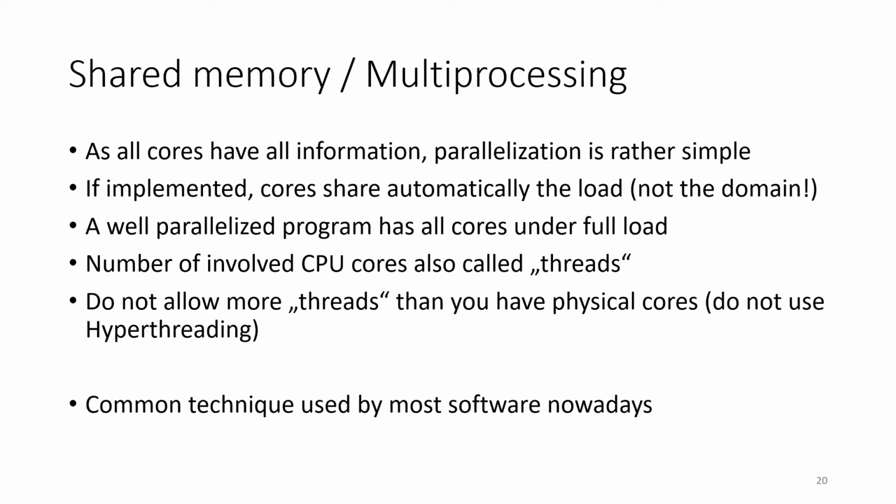So getting a bit more into detail, the shared memory means all cores have all information. That makes my parallelization rather simple. And nowadays, depending on what kind of parallelization library you use, well, as a programmer. So if you buy a parallelized program, as most programs are, shared memory is the most common technique, because it is very simple to implement, right? It will do the load balancing automatically.